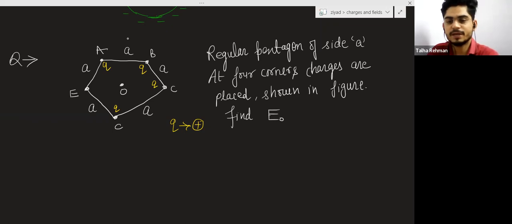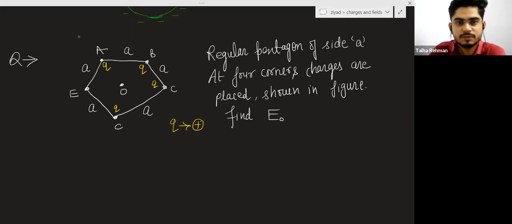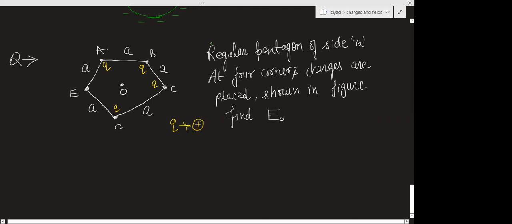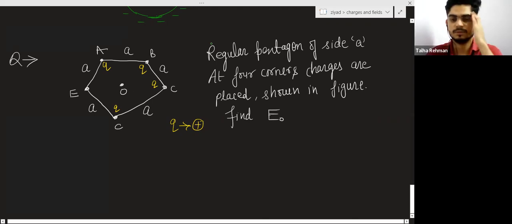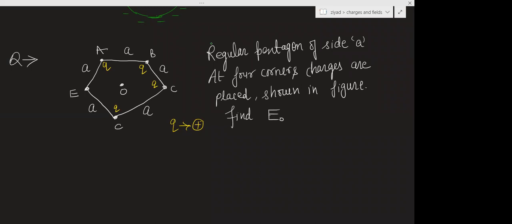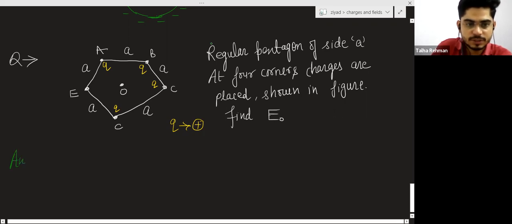So can you give me the idea how we will solve this question? You should apply your logic, apply your mind. So I am solving it. Just concentrate here.